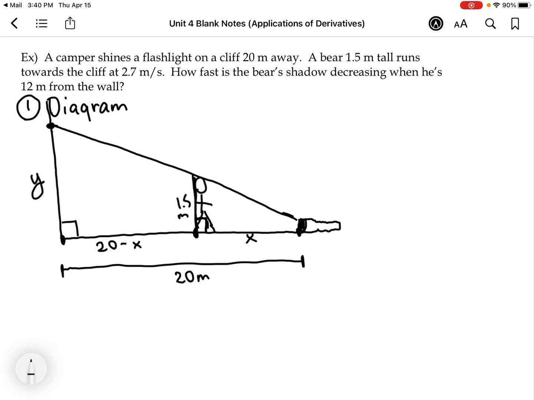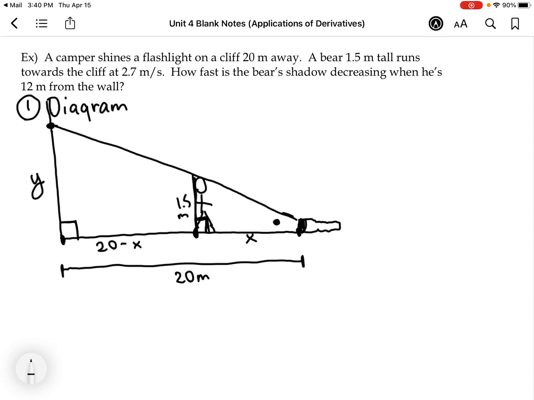What we care about is Y, the length of the shadow, and X, which is the distance of the bear from the flashlight. Now what we are going to rely on here is something that we haven't come across yet, and that is the fact that these two triangles are similar to one another, okay? That's because they both share this common angle down here, and they both have a right angle. And if two triangles have two angles that are the same, they have to have the third angle the same as well, because the third angle is going to be 180 minus the other two.